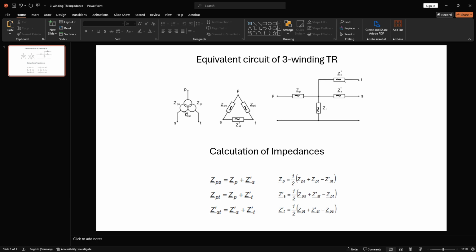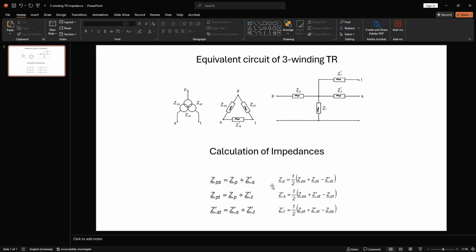Say for example we have 3-winding transformer named as primary, secondary and tertiary. So in the intermediary step, we can calculate the impedance between primary and secondary, primary and tertiary, and secondary and tertiary, which results in this delta equivalent. And from this delta equivalent of impedance diagram, we can find the corresponding star equivalent impedances. The relevant calculation formulas are given here.